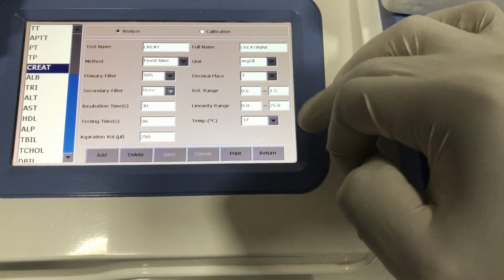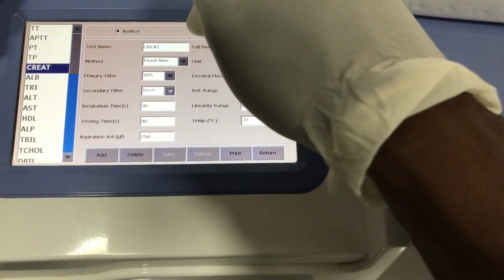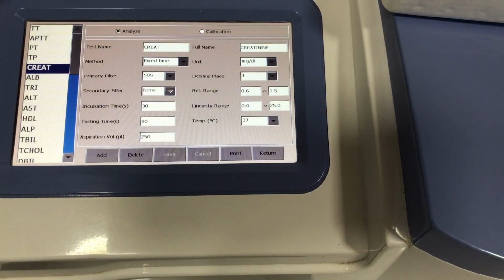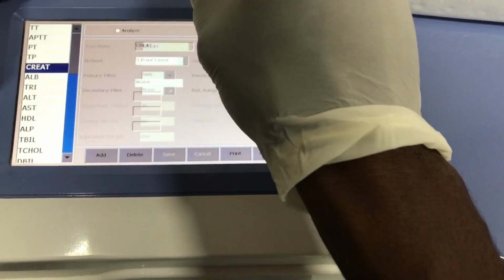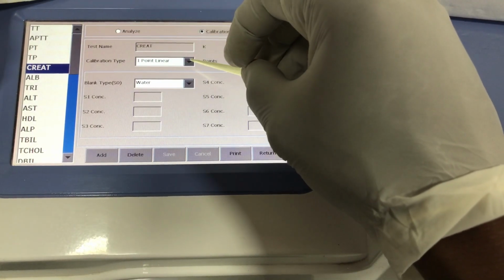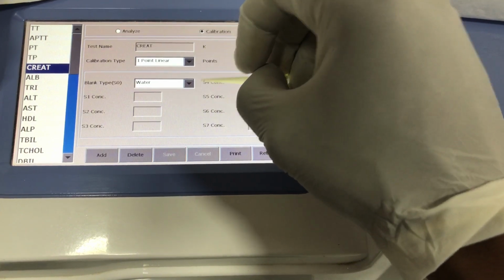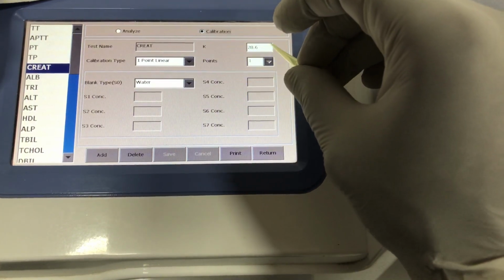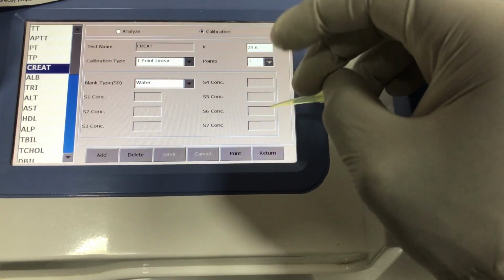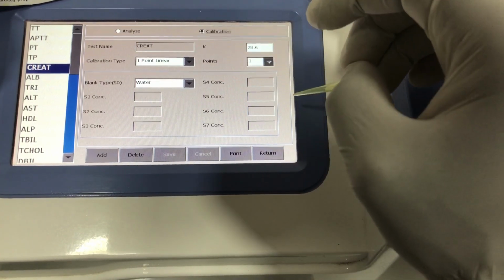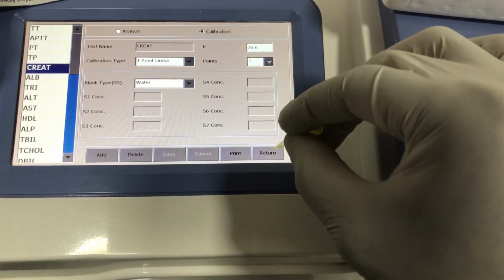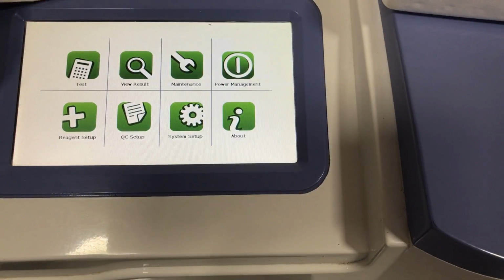If you come to the calibration site, we are leaving it at 1 point linear. We are using a water blank. Then the factor is 28.6. If you run your standard and everything, it will generate the factor for you. We've already done that, so we are not going through that again. Okay, so return, and then we go to the test and we show you how it's performed.